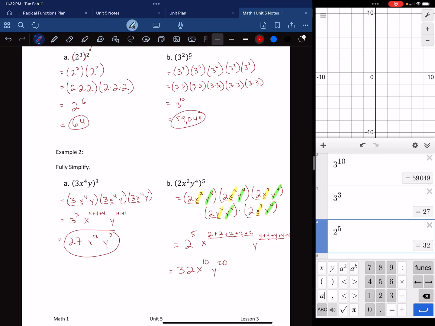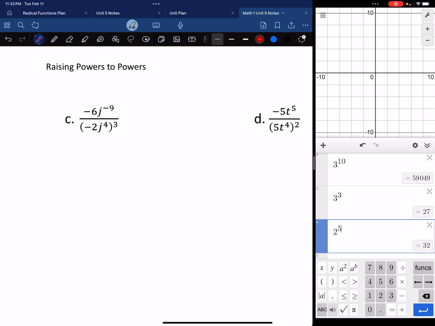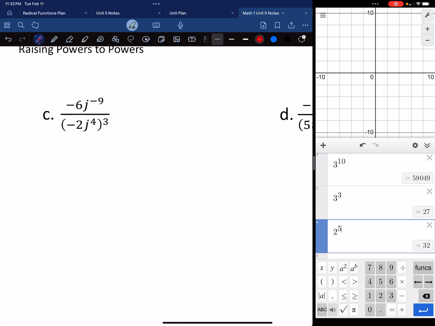So if we flip to the back side, example 2, again, when you're raising powers to powers, work outside in, okay? So what I would recommend doing is expanding this bottom part here. We're going to start by just copying the negative 6, j to the negative 9th. Just copy it down for now.